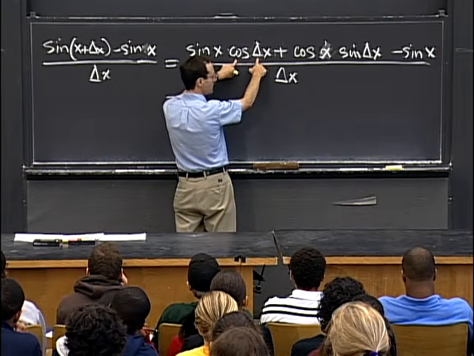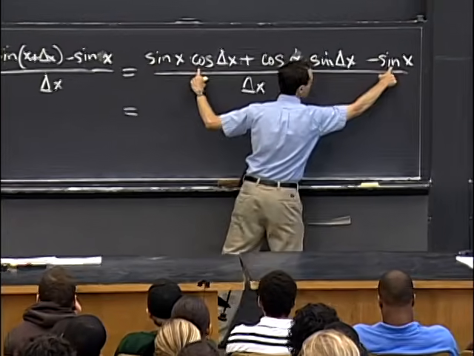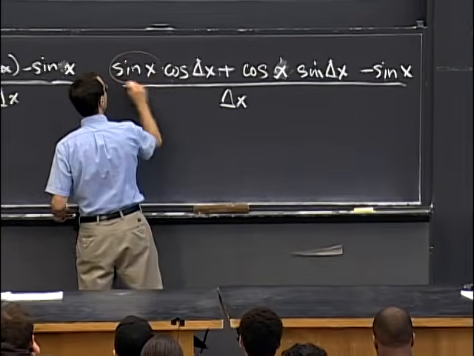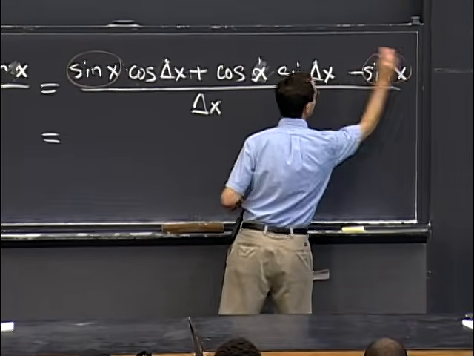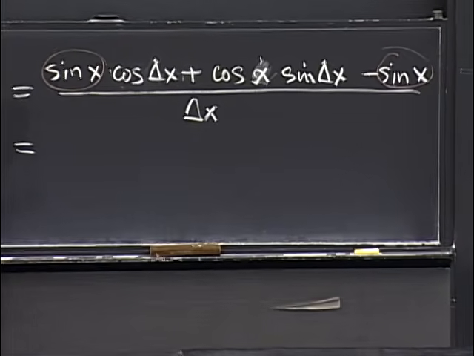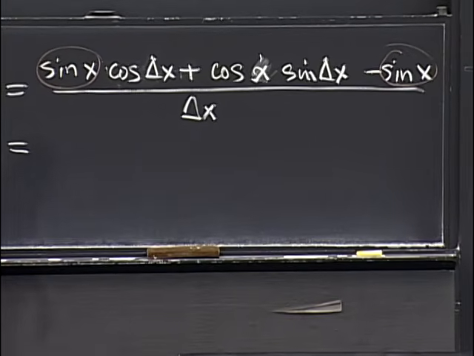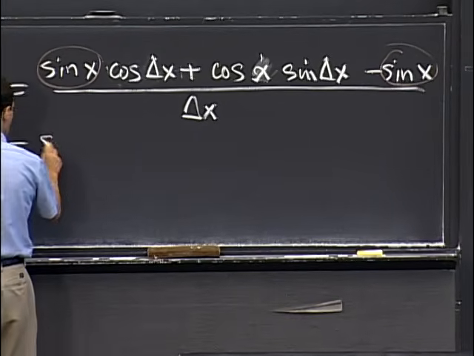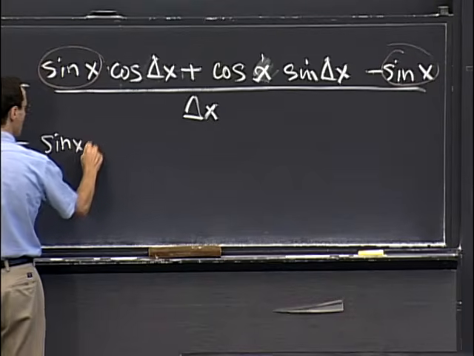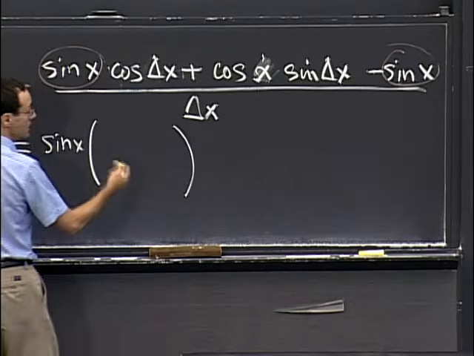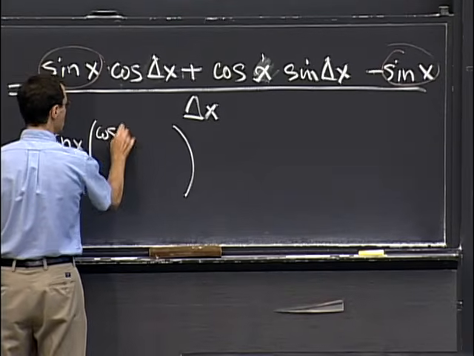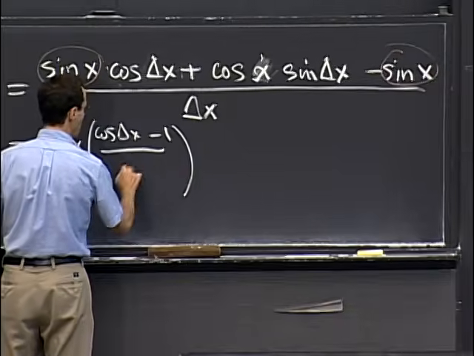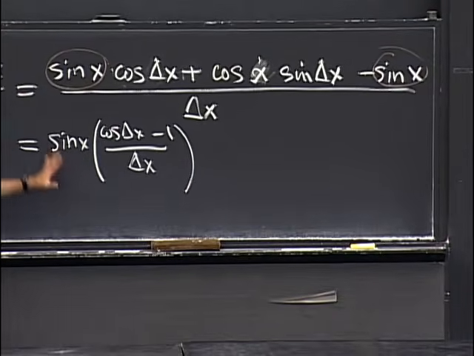So it doesn't cancel unless we throw in this extra sine term here. So I'm going to use this common factor and combine those terms. This is really the only thing that you're going to have to check in this particular calculation. So we have the common factor of sine x, and then that multiplies something that will cancel, which is cosine delta x minus 1 divided by delta x. So that's the first term.